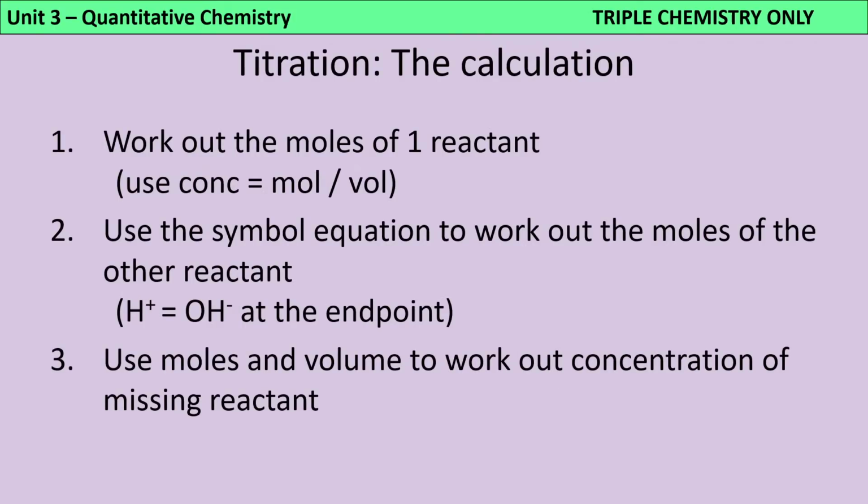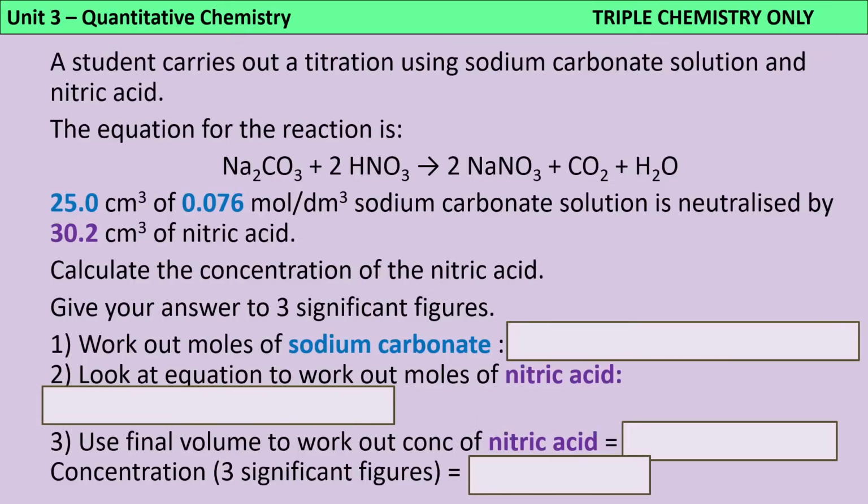Okay, so in terms of calculations, first up, work out the moles of the thing that you have 2 pieces of information about. So for one of the solutions, you have the concentration and the volume. Convert the volume and then times them together, that will give you the moles. Then look back at your symbol equation and work out the moles of the other thing, and then divide by the volume that you're left with.